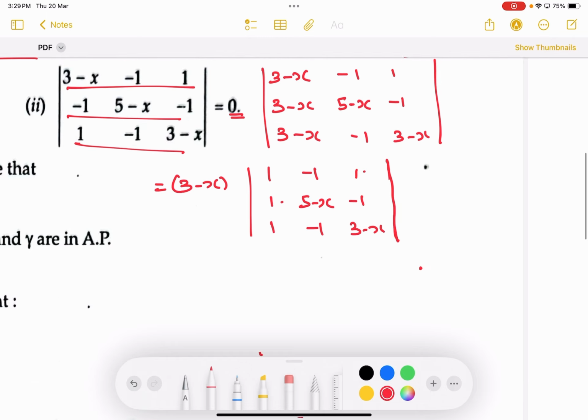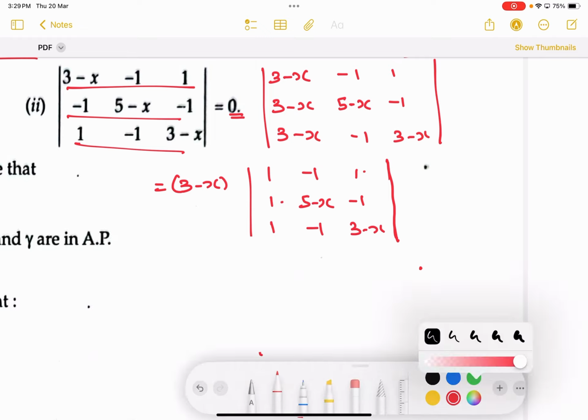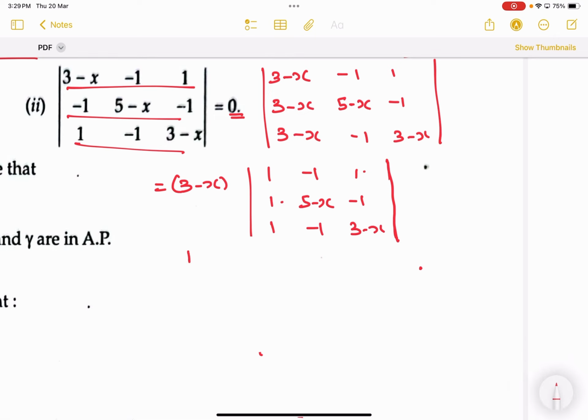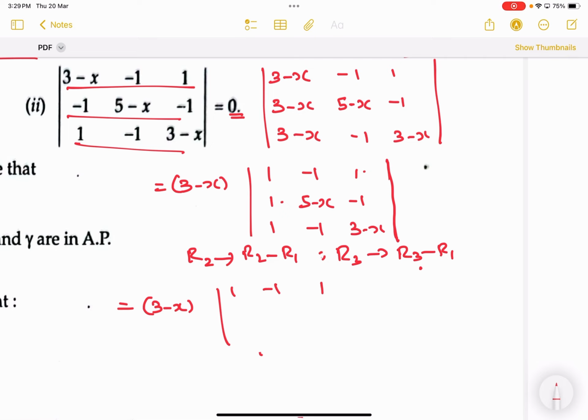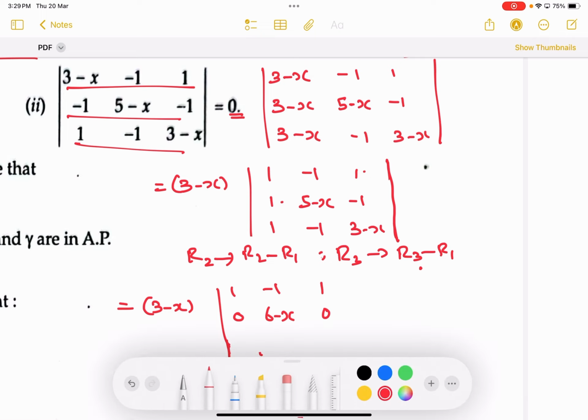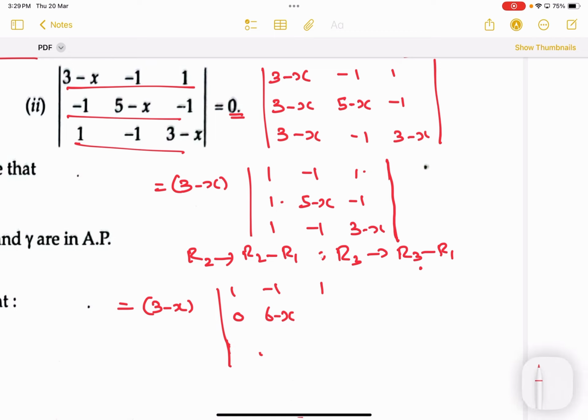So our aim is to make any two elements 0. So usually we will do the same thing, like that you can do as he said. Make R2 by R2 minus R1, and R3 you can do with R3 minus R1. So the answer will become 3 minus x into 1 minus 1, 1, 0, 5 minus of minus 1. So 6 minus x, 0. No, minus 2. Minus 1 is minus 2. Next is 0. We are subtracting, so it will become 0. And 3 minus 1, 2 minus x we got.